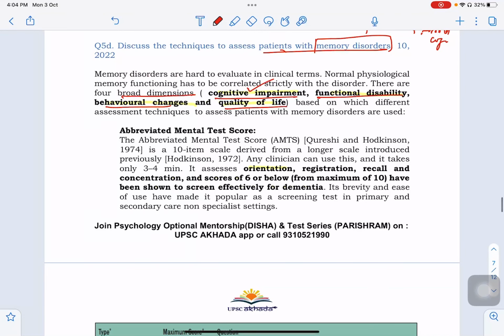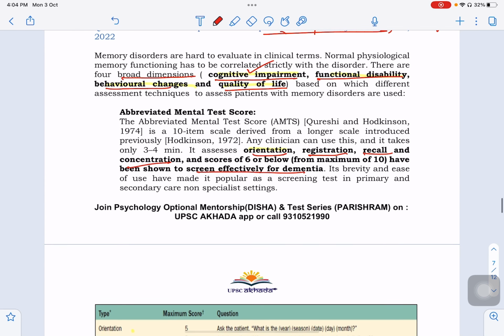For example, the Abbreviated Mental Test Score. So it was done by Hodgkinson in 1972. So it assesses orientation, registration, recall, concentration, and gives a score up to 10, with 6 or below indicating impairment. So this is a quite effective screening for dementia.